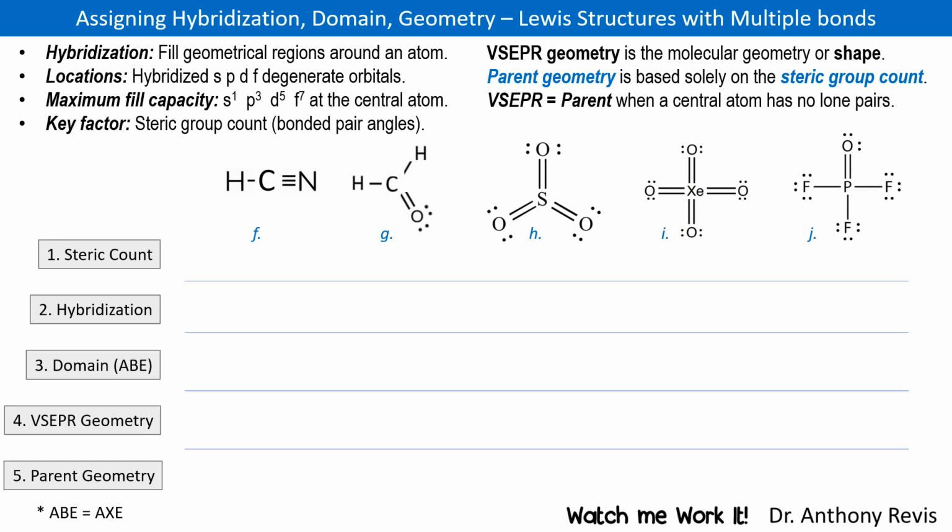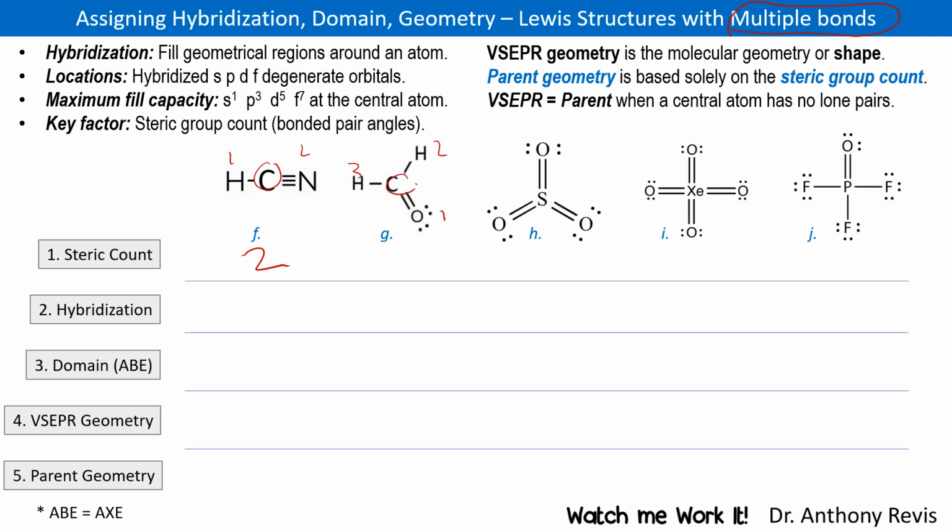This one we'll go ahead and move through pretty quickly. We want to show you what happens when you have multiple bonds. Well, you'll use the same process. We're simply going to count. So let's count the steric count around the central atom carbon: 1, 2. Count around the carbon here: 1, 2, 3.